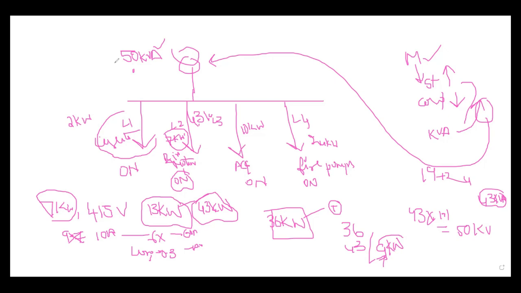So when I am designing the transformer as per IEC 354, table 1, it was mentioned that the transformers are capable to withstand 150% of the loading during the transient condition. It seems that this transformer can be loaded up to 50 into 0.15, which is 75 kVA, in the thermal loading, in the transient condition.